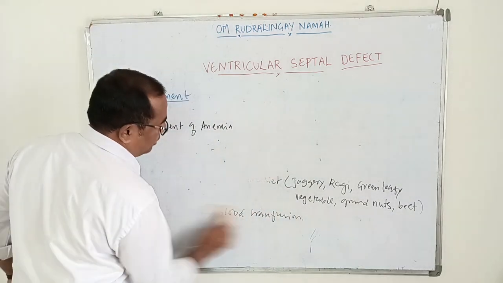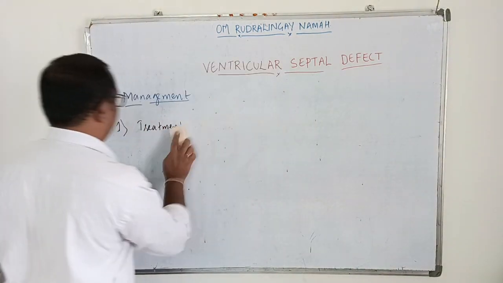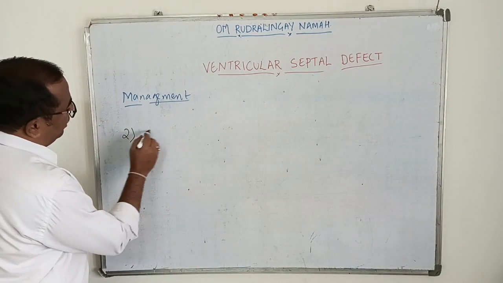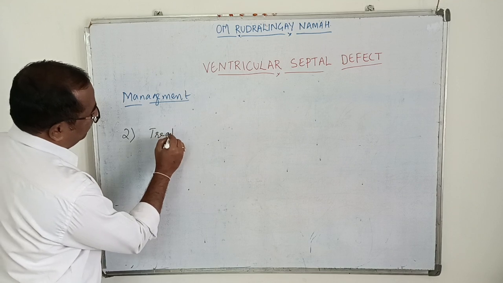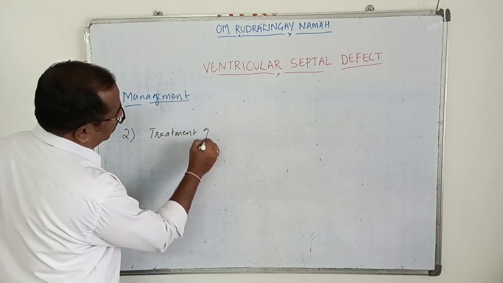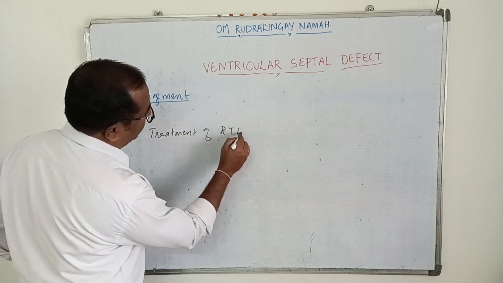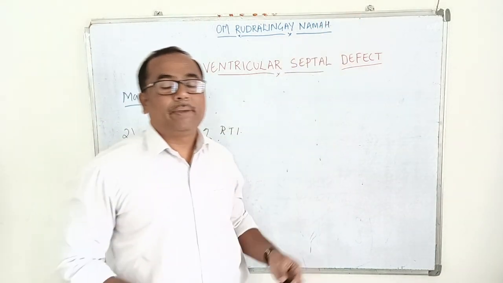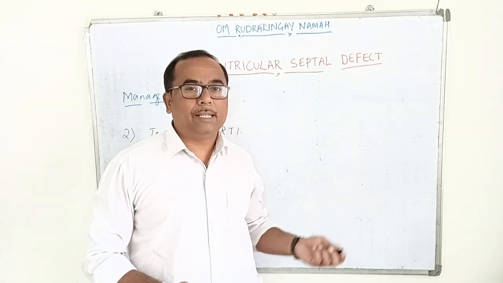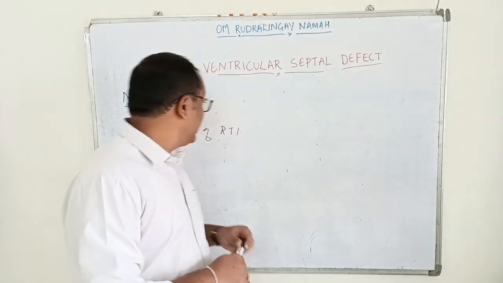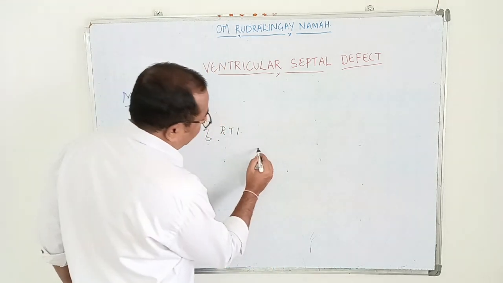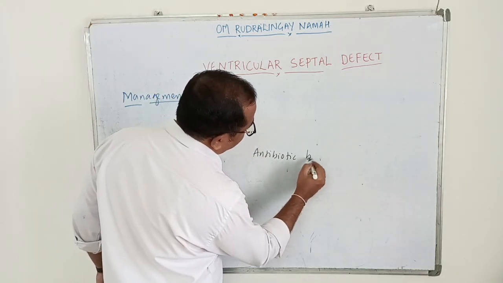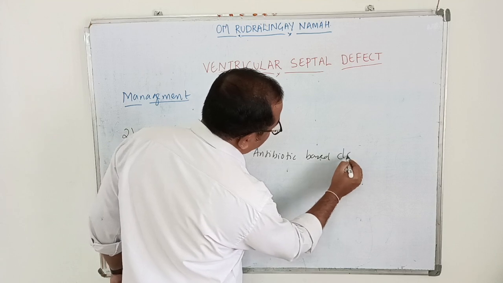Next one is treatment of respiratory tract infection. I have already told you that the child is at more risk of developing respiratory tract infection because of pulmonary edema development. So we have to treat the respiratory tract infection. How can it be treated? By using antibiotics based on culture and sensitivity.